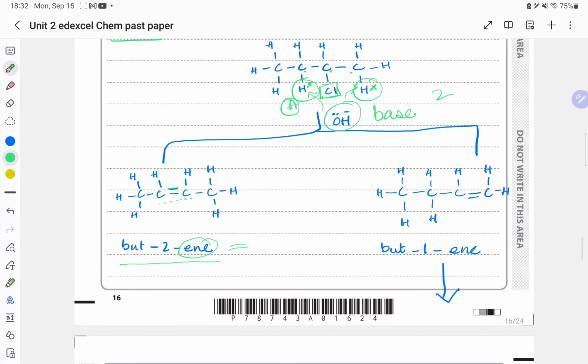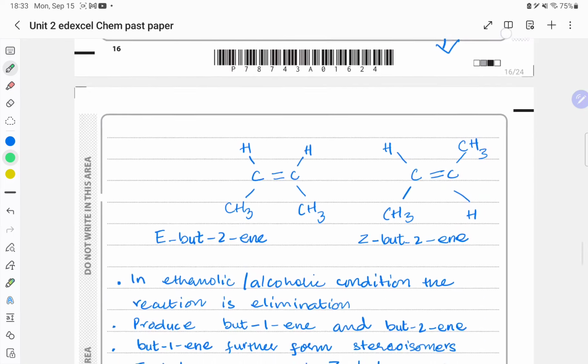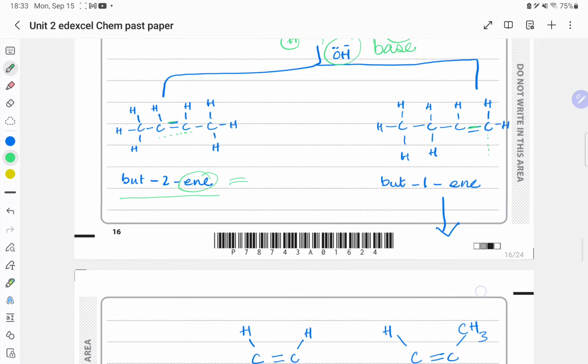And on the other side, if the hydroxide is reacting with the B side, that means this hydrogen, what will happen? Obviously we have taken hydrogen from this carbon, so now the double bond will shift to this side. Now it is going to be called but-1-ene. And then further, the reaction is not finished yet.